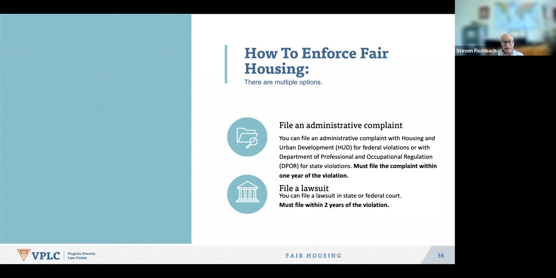Alternatively, a lawsuit could be filed in state or federal court under either the Federal or Virginia Fair Housing Act. But this definitely will require an attorney to do that. Next slide.